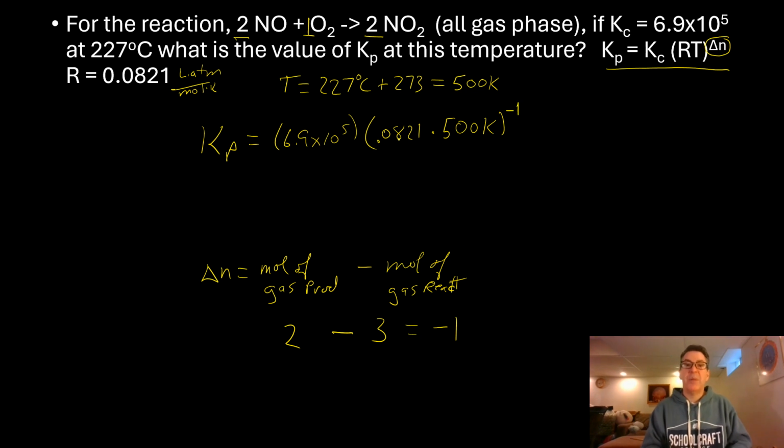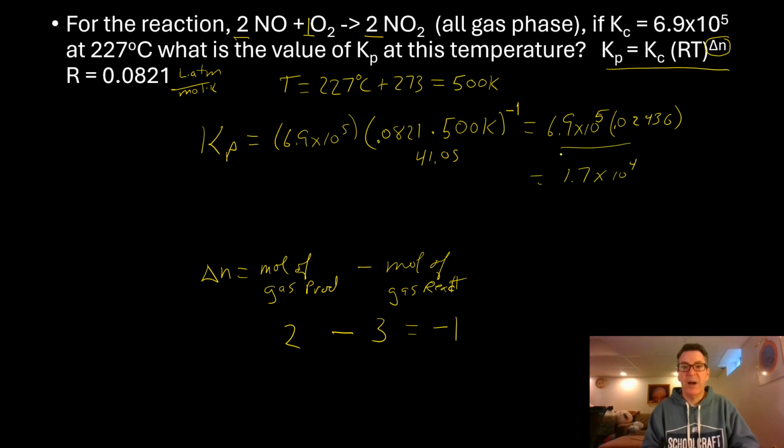So we're going to raise that 0.0821 times 500 value, if we multiply those together, I had that here, it's 41.05, to the negative first power. So our answer will take 6.9 × 10 to the fifth power, and we're going to multiply that by 41.05 to the negative first power. That is 0.02436. And when you do the math on that, it comes out to 1.7 × 10 to the fourth power. And there's our answer for that.